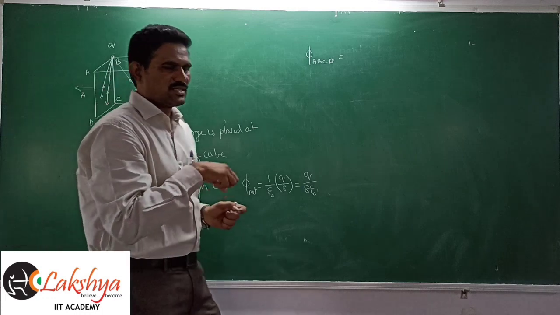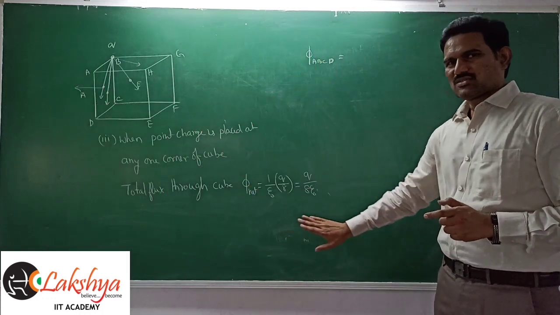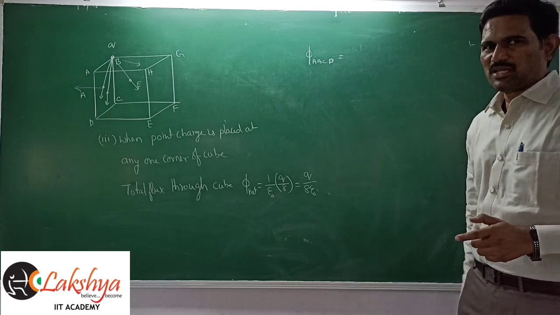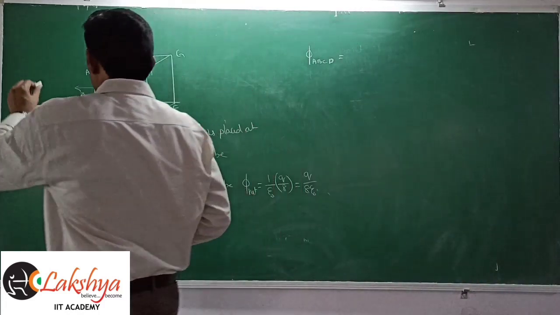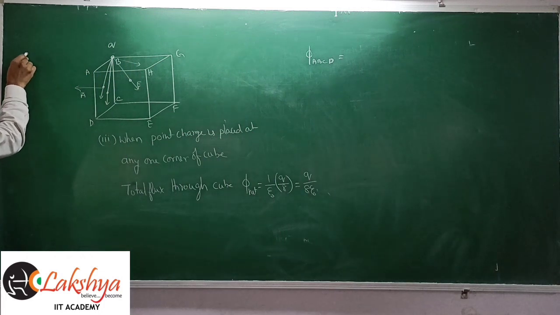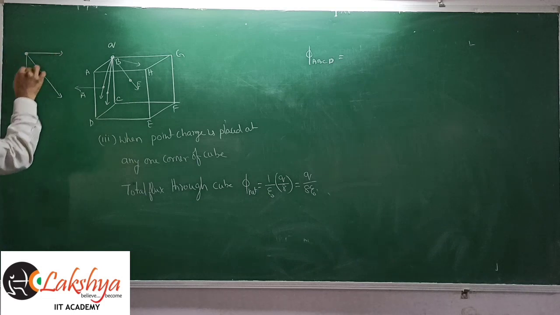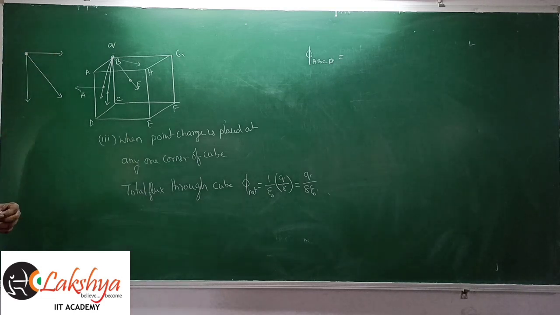For example, if you take this board as one such plane, and suppose the charge is present here, the direction of electric field will be like this. So at any point on this plane it will be parallel to the plane only, if the charge is lying on the plane itself. And so the area vector will be perpendicular to that. The flux passing through this plane surface will be 0.